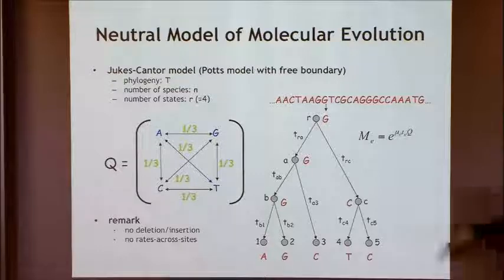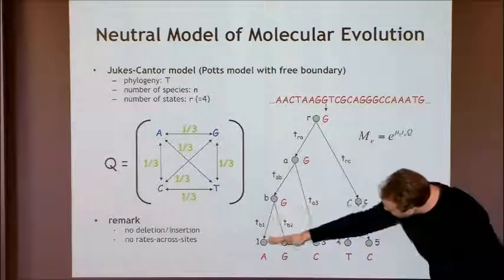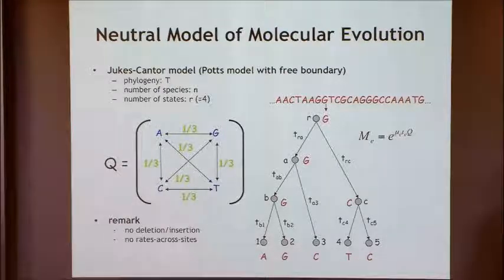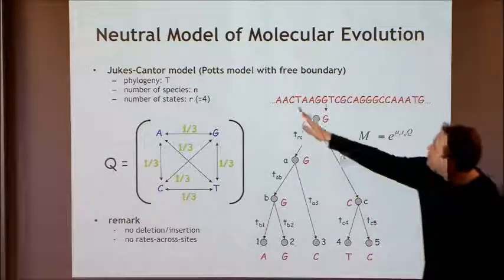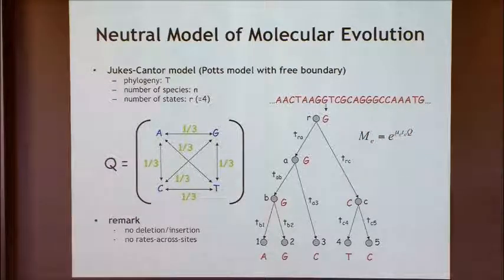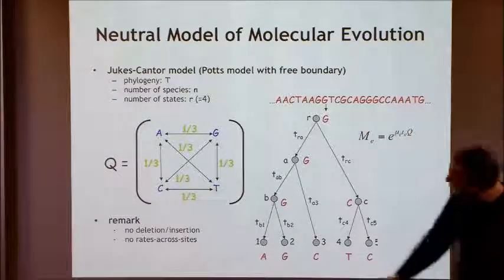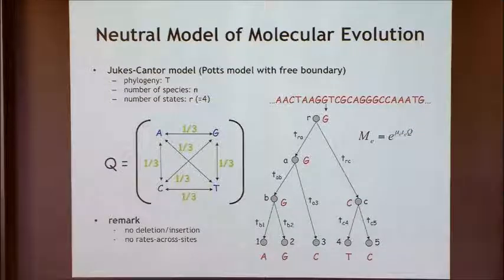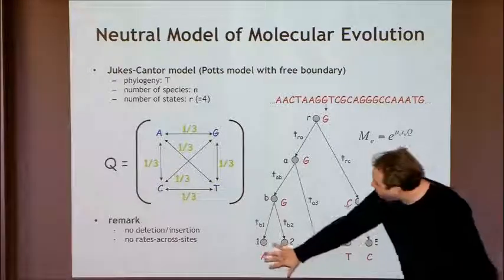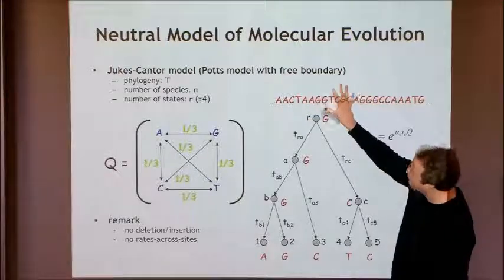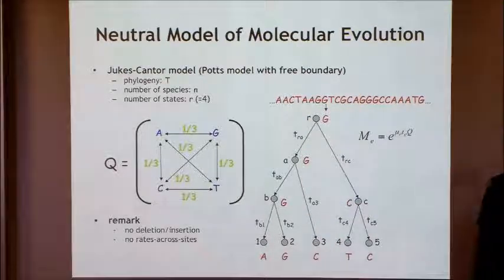You're going to do that starting from the root, moving away from the root all the way to the leaves, and eventually you're going to get a state for each one of the leaves. And now if I imagine repeating that independently for each of the sites of the ancestor, what I end up with is a sequence for each of the leaves. So each contemporary species gets one copy, descended with modification from the ancestor.